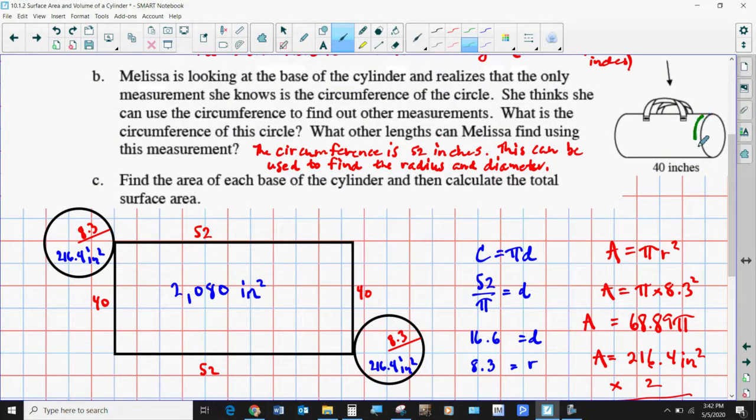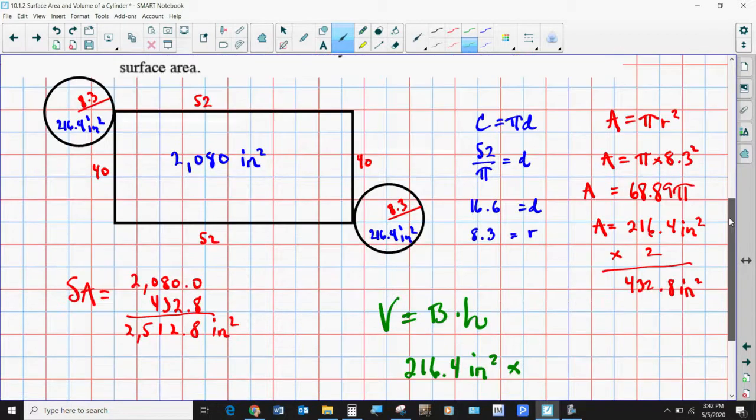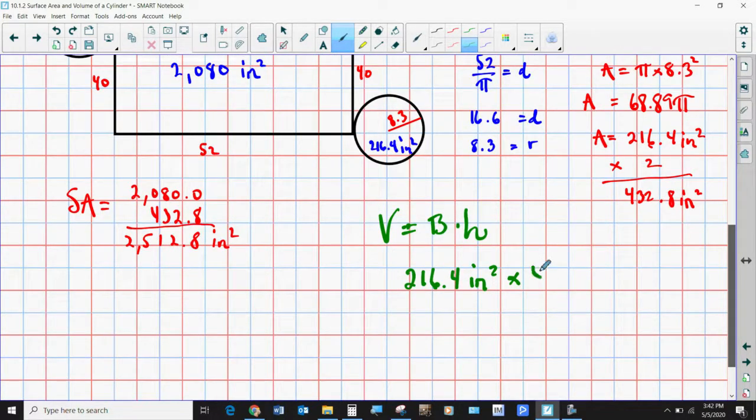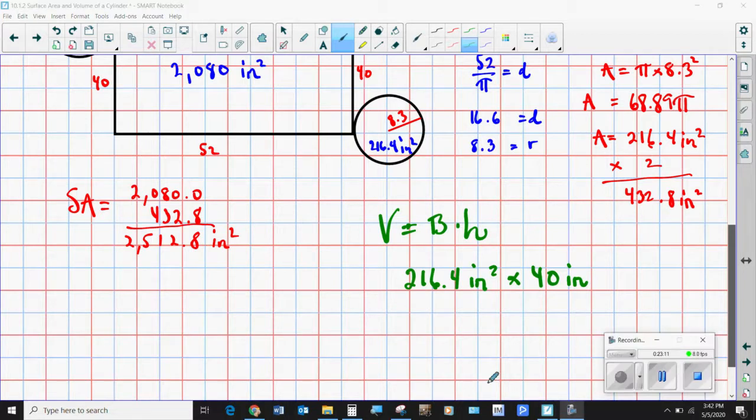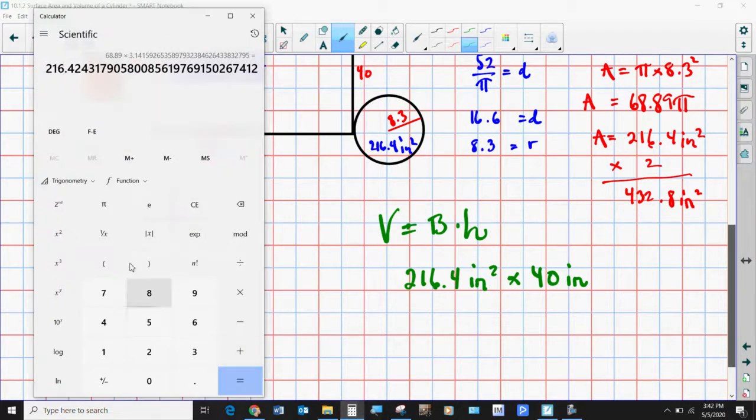So remember, if we created one layer of cubes, that would be 216.4 cubic units, and then we have a total of 40 layers, so we multiply that times 40, and we will have our total volume. So go ahead, use your calculator, figure out what the volume is. Well, I guess we don't really need to pause it. Let me just go ahead and do this. I'm going to take that number right there and then multiply it times 40.